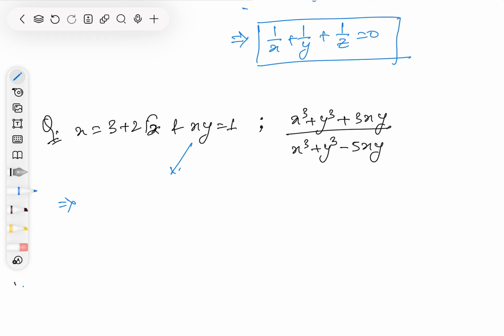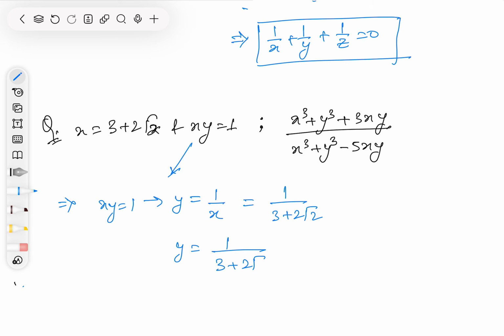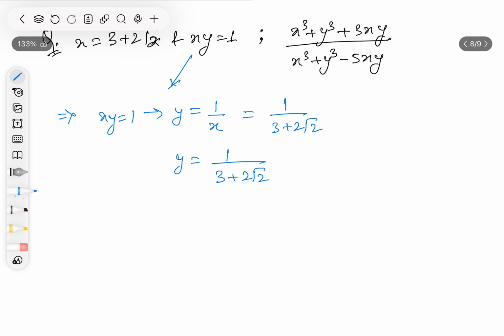Now you are given xy equals 1. So that means y is equal to 1 by x. X is 3 plus 2 root 2, so y equals 1 upon 3 plus 2 root 2. Let's multiply 3 minus 2 root 2 at the top and 3 minus 2 root 2 at the bottom. Let's solve this.